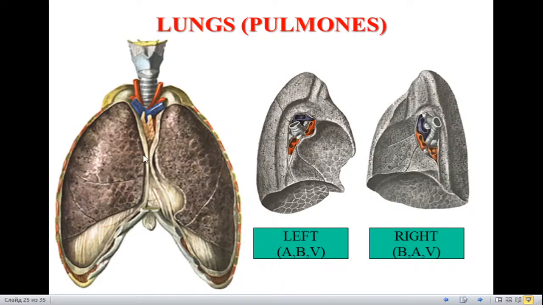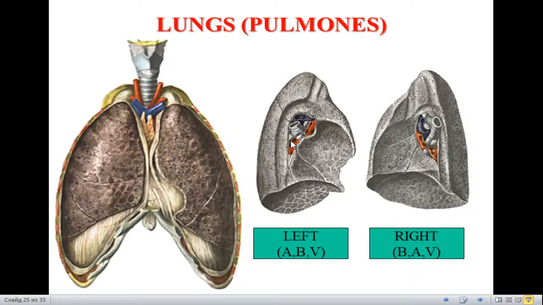So in general, the lungs have an apex and surfaces, which are the mediastinal surface, the costal surface, which faces the ribs, and the diaphragmatic surface, which closely connects to the diaphragm. And on the medial or mediastinal surface of the lungs we have the place where the main bronchi and vessels enter and exit the lungs.